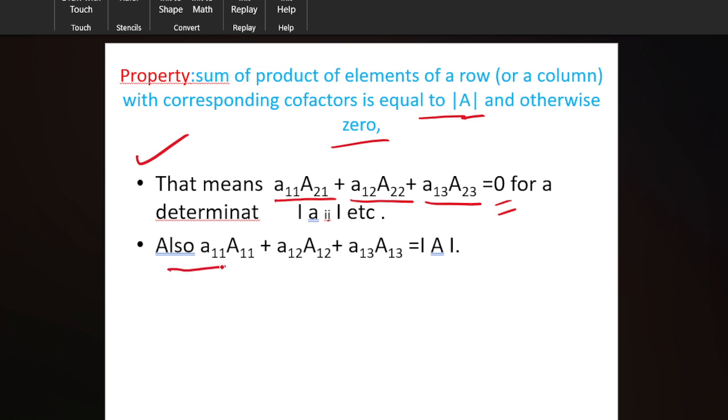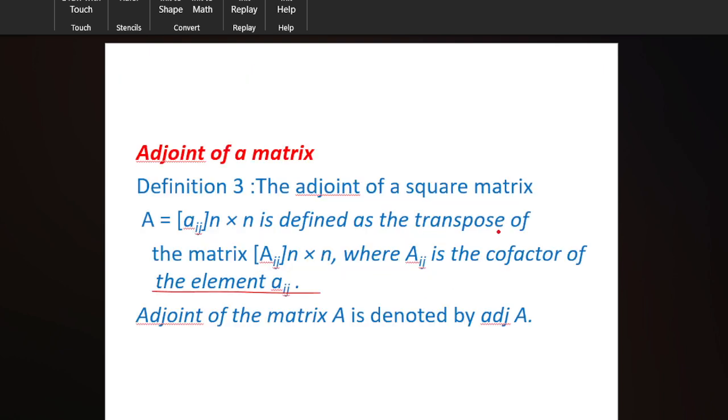But also A11 into capital A11, A12 into capital A12, A13 into capital A13 will give you the determinant of A, because you are adding the products of the elements of the first row with the corresponding cofactors of the first row. So this will give you the determinant of A.